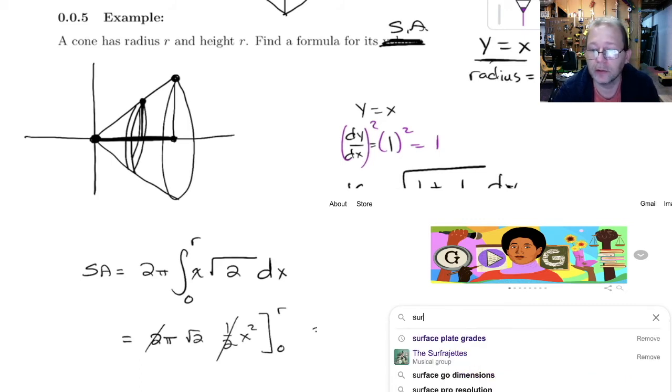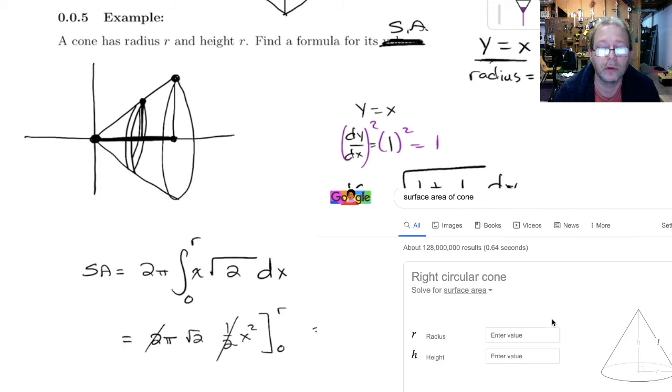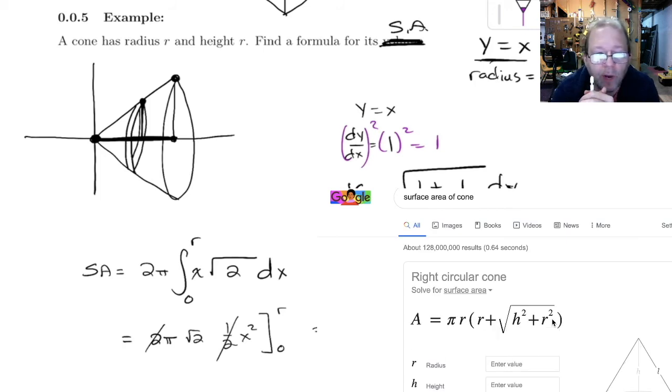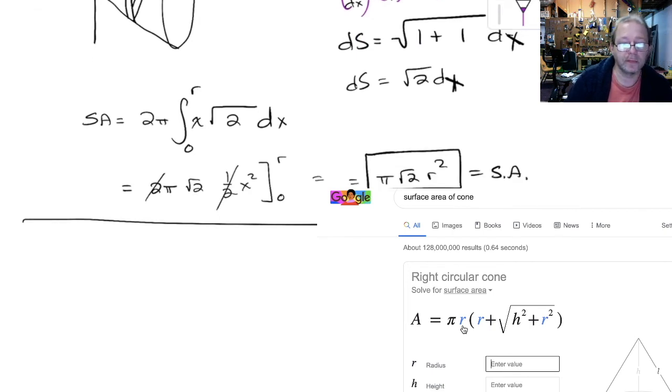Let's see. Surface area of cone. Okay, it gives us a formula for a right circular cone, which is what we want. Now, the formula they're giving us has one value for pi. It has separate variables, one for r and one for h. But what we're doing here is, in our special case, we've got the height and radius equal to each other. So what I'm going to do is plug in r for both r and h.